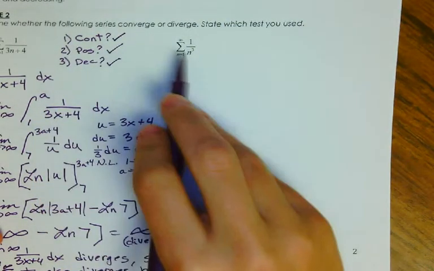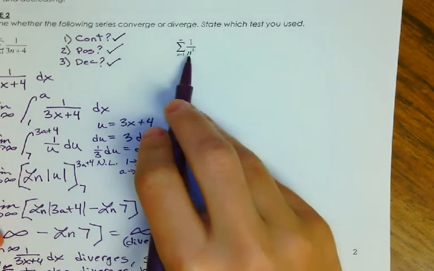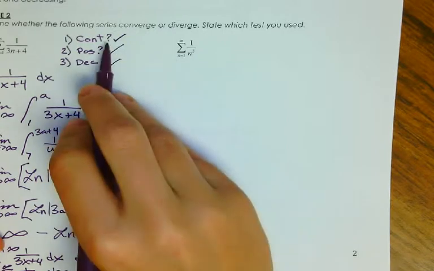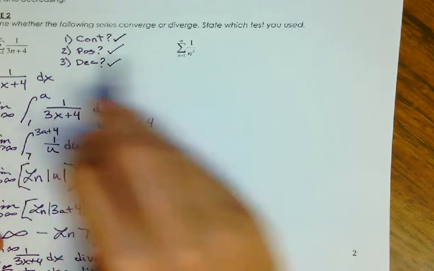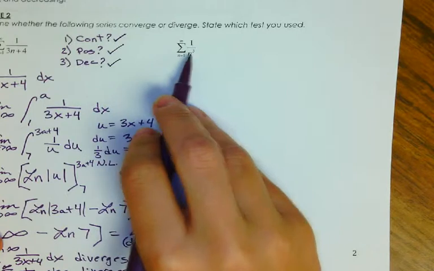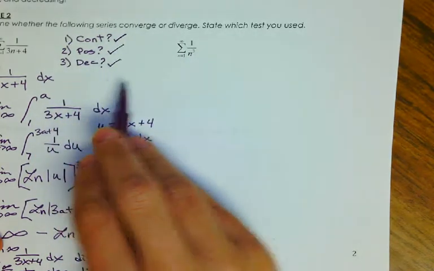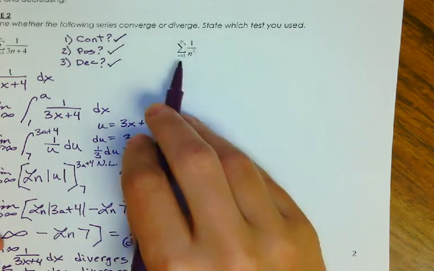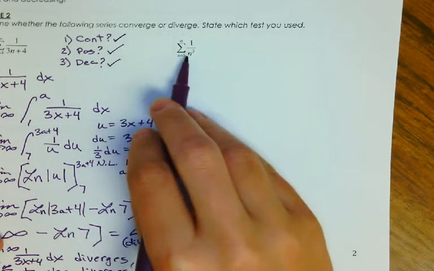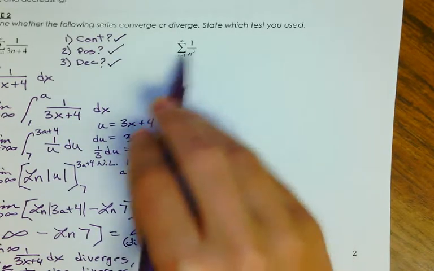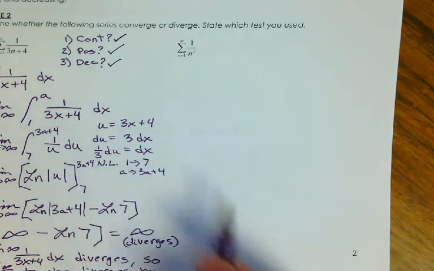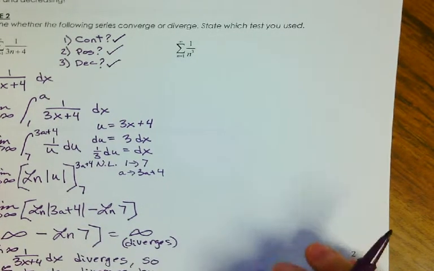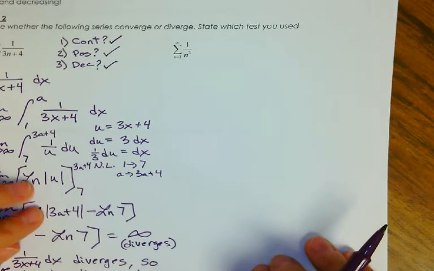So again, I kind of check these off for myself. Is that continuous? Yeah, because 0 would make this discontinuous, but I'm starting by plugging in 1. So yes, it's continuous. Is it positive? If I start plugging in 1, 2, 3, 4, I'm getting all positive things. So yes, it's positive. Is it decreasing? Well, the magnitude overall of each piece is decreasing, right? Because as I start plugging in bigger numbers for n, the denominator is getting bigger, so this is overall decreasing in magnitude.